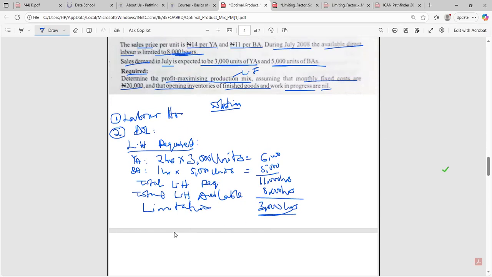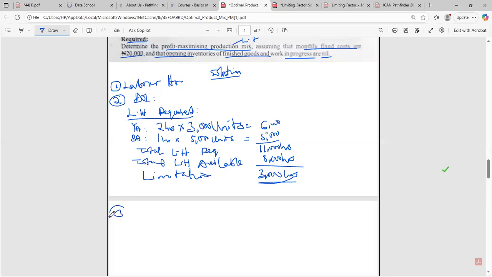Okay, so step 3. Who can help me? Sharp now, you guys are legends. Calculate the contribution per limiting factor and rank.